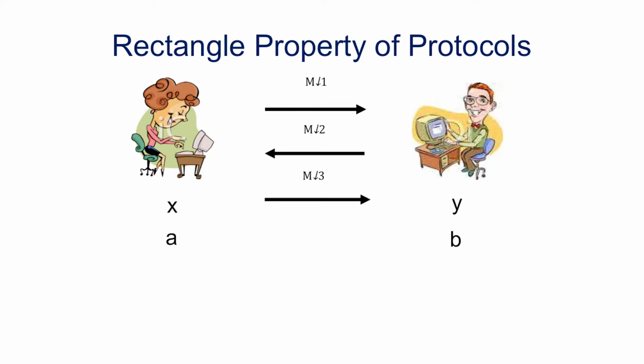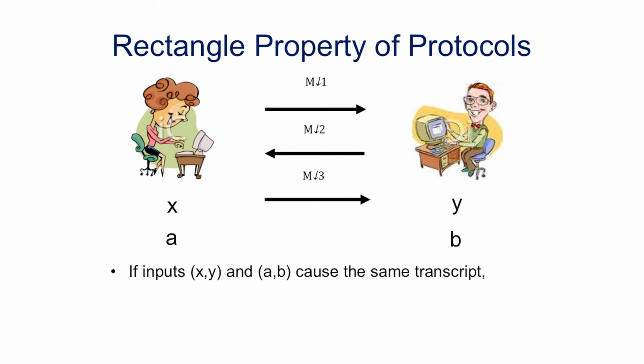Okay? Then actually what you can say is, if these two pairs of inputs cause the same transcript, which is defined to be the sequence of messages, then so do these pairs of inputs, x and b and a and y. And this just follows basically inductively, right? The first player sends this message M1, which she would have sent had her input been x or a, and then the second player responds and basically doesn't know if M1 is coming from x or a. And so this is why you get the cross terms. You get exactly the same sequence of messages.